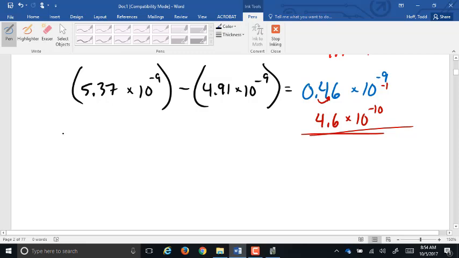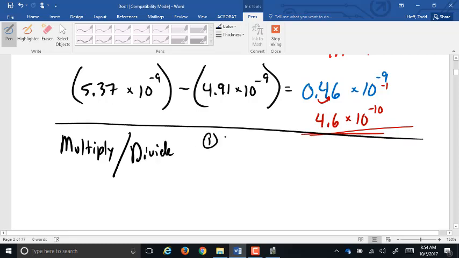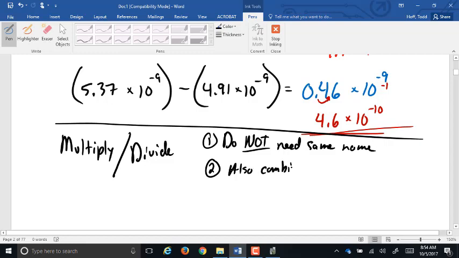When we multiply or divide, if you remember, we do not need the same name. So in fractions, that was when we didn't need the common denominator. We didn't have to have the same units. We combine our counts, but we also combine the names.